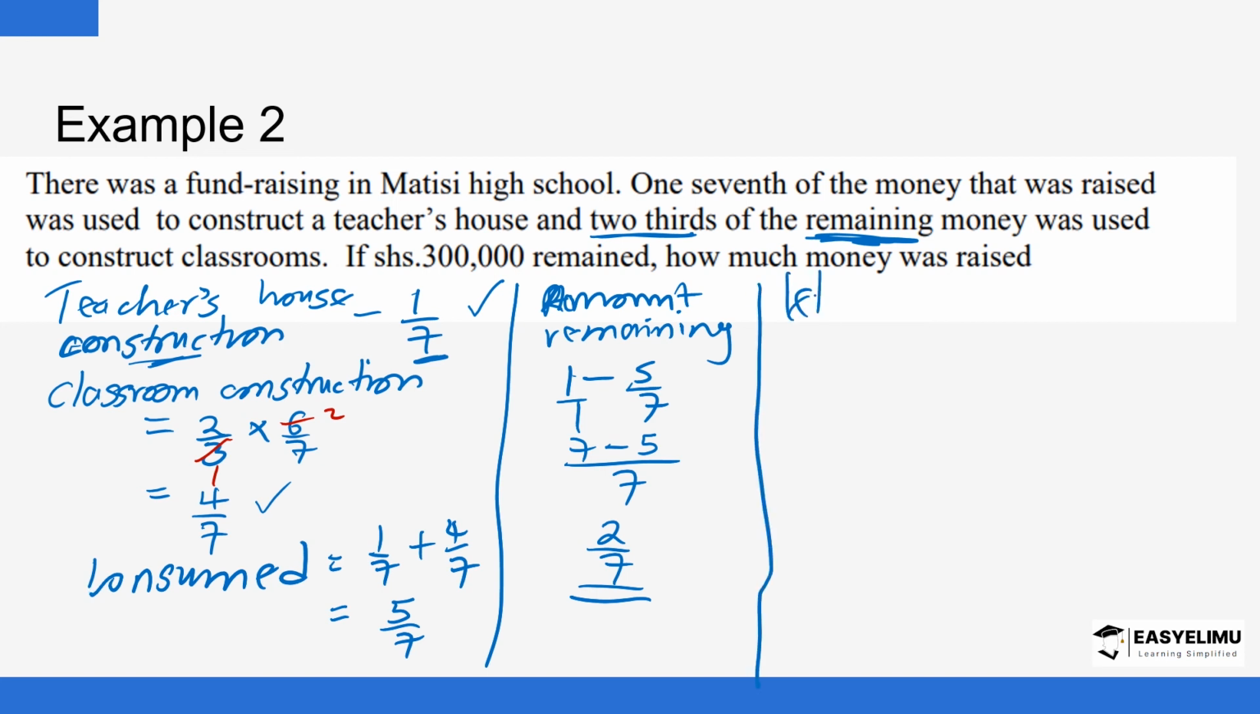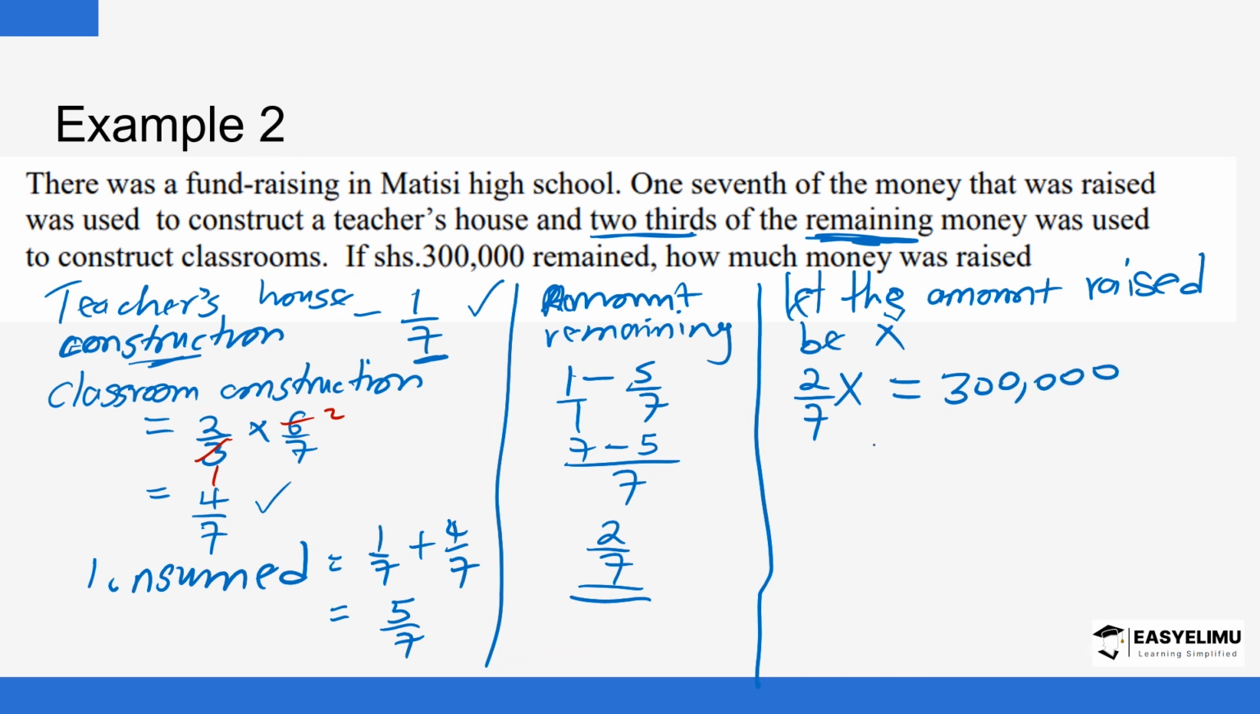So let the amount raised be x. So we have fraction of the money that is remaining, is 2 over 7 of the total amount, which is x, should be equal to 300,000. So if you multiply the other side by the reciprocal here, you'll get x is equals to 300,000 multiplied by 7 over 2.